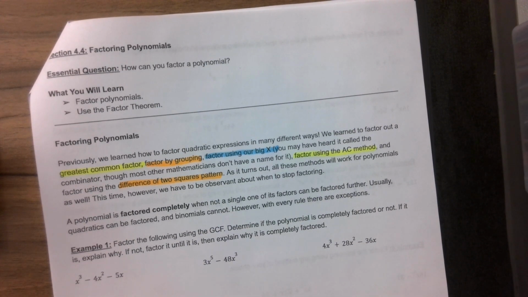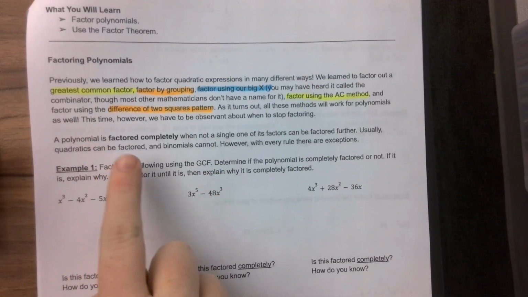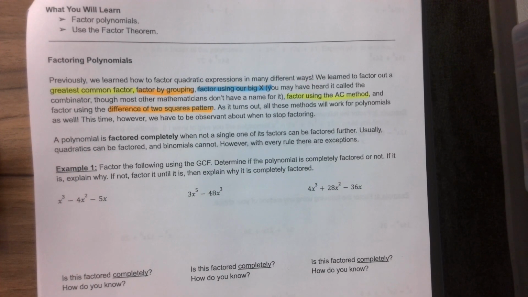Turns out all of these methods work for polynomials too. We just have to be very careful because with polynomials, they can be a little bit tricky. A lot of times when you think you're done, you have to double check and make sure that everything is as factored as it can get. We call this being factored completely. A polynomial is factored completely when not a single one of its factors can be factored further. Usually if you have an x squared somewhere, it can still be factored, and binomials usually can't be factored, like x minus 4 can't. But with every rule there are exceptions, so we just have to be careful and aware of our factoring methods.